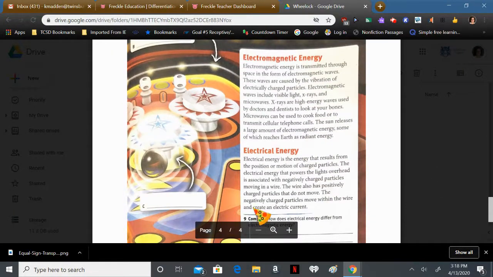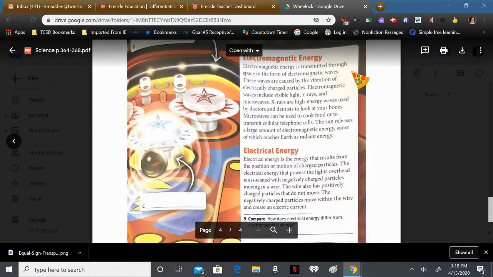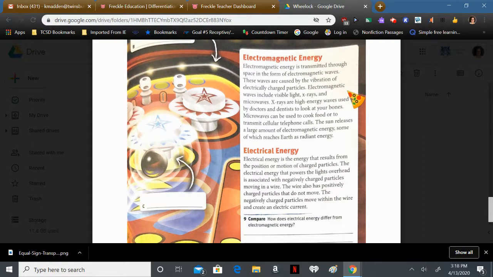Electromagnetic energy. Electromagnetic energy is transmitted through space in the form of electromagnetic waves. These waves are caused by the vibration of electrically charged particles. Electromagnetic waves include visible light, X-rays, and microwaves. X-rays are high-energy waves used by doctors and dentists to look at your bones. Microwaves can be used to cook food or to transmit cellular phone calls. The sun releases a large amount of electromagnetic energy, some of which reaches Earth as radiant energy.